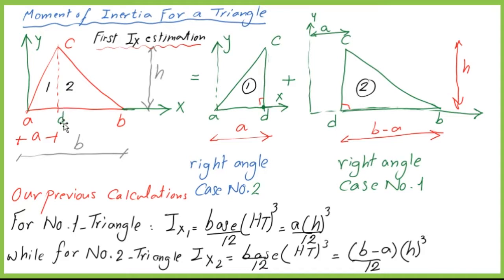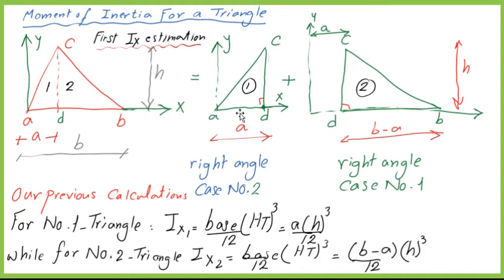The point of intersection will be considered as D. The distance AD will be let equal to a, while the remaining portion DB will be equal to b minus a. If we consider this triangle ABC as composed of two triangles, the first, a right angle triangle, is ADC, and the x-axis and y-axis are intersecting at point A.